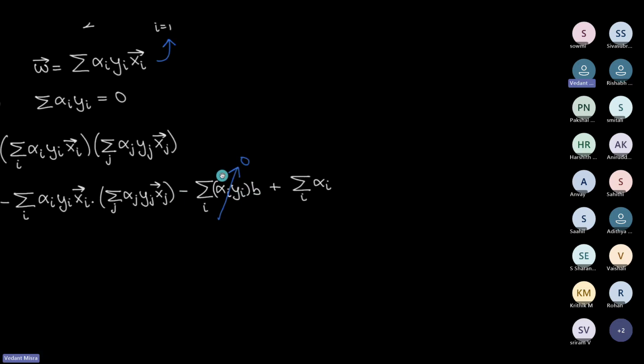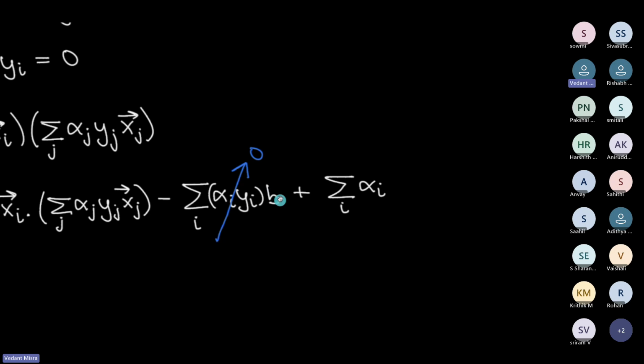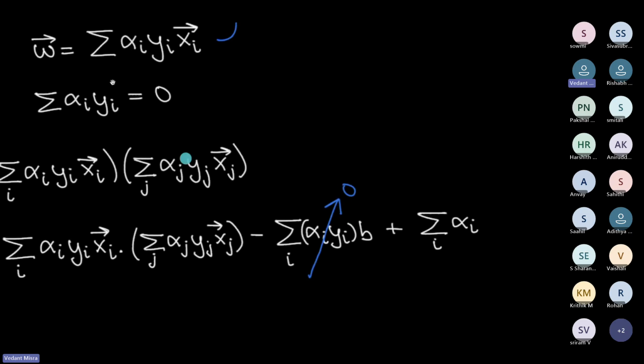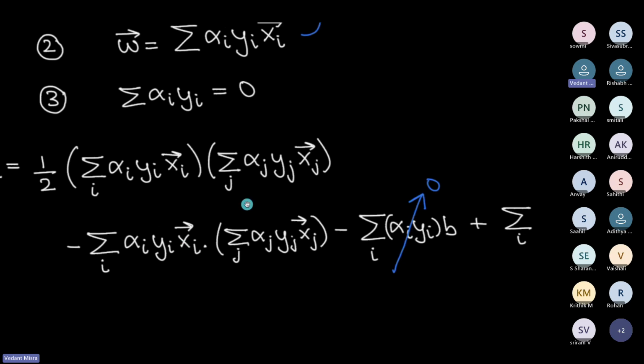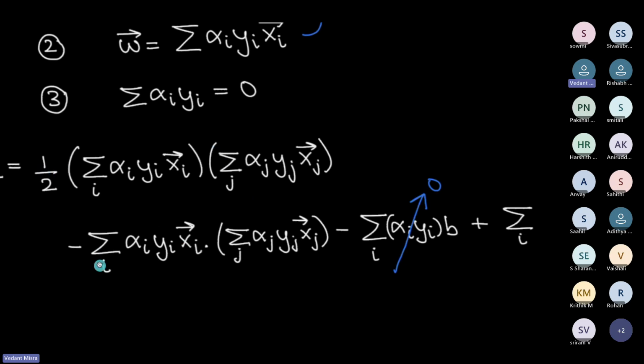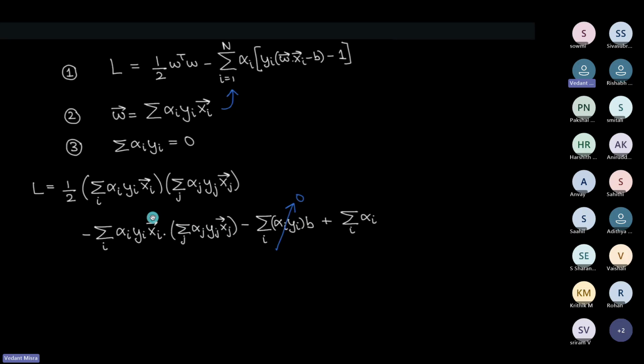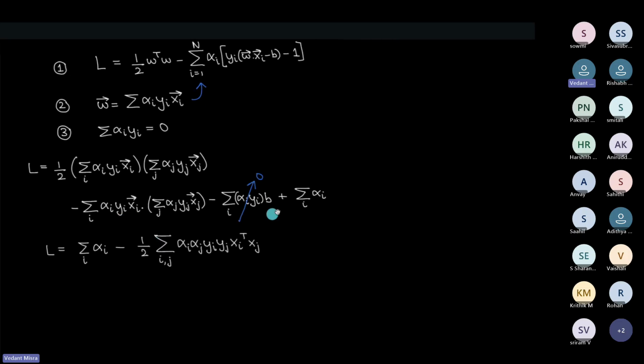Now note over here, because B is a constant, we can pull it out of the summation. So this becomes B times sigma alpha yi, which we already know is 0. So this entire term becomes 0. And here, if you see, these two terms are basically the same, because here you have sigma alpha yi xi into alpha j yj xj, and you have the same thing here. It's just that here you have half of that, here you have minus 1 of that. So we can simplify this expression. We'll get sigma alpha I minus half of this, because it's half minus 1.